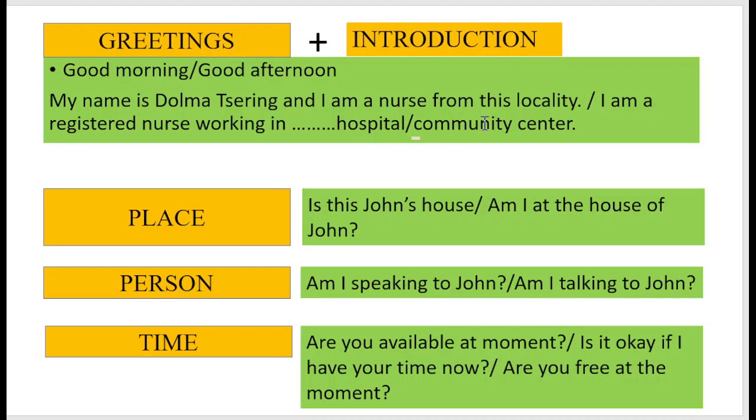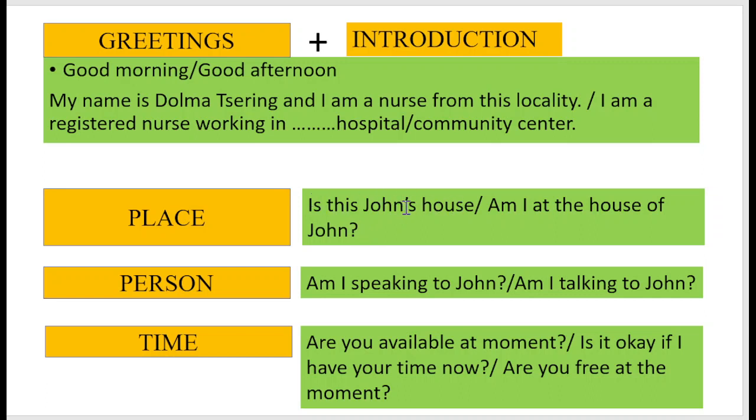Or if you are from the community center, you can say registered nurse working in this community center. Okay, clear? So now the third step is place. Is this John's house? You can say that. If you are not comfortable with this one, you can say, am I at the house of John?